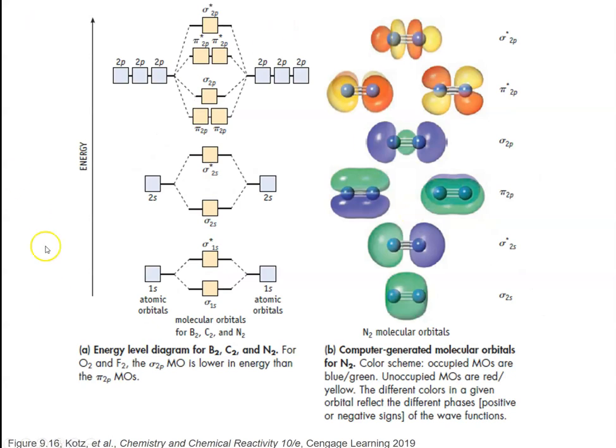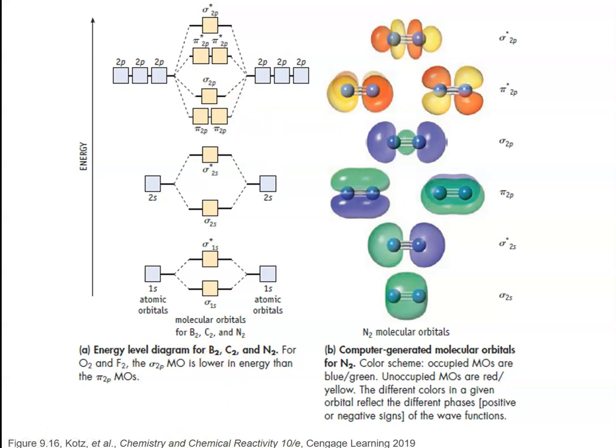So this is a diagram from our textbook. Here they show the B2, C2, and N2, and they show this really nice colorful picture where we can nicely see the triple bond in the N2 molecule. They show 1s, 2s, and 2p. Here we see the pi 2p orbitals are lower in energy than the sigma 2p, and that's true for boron, carbon, and nitrogen.